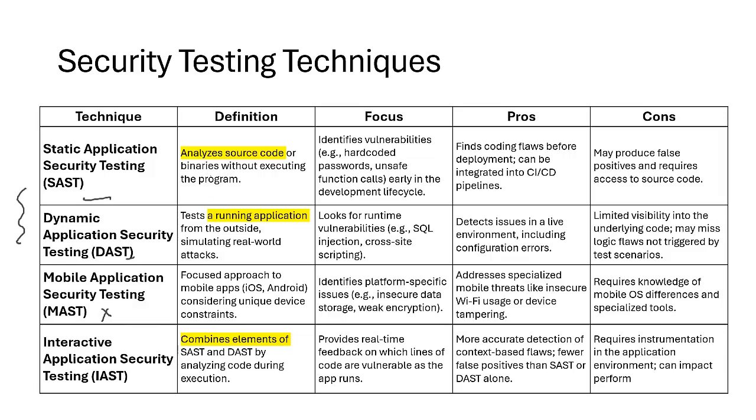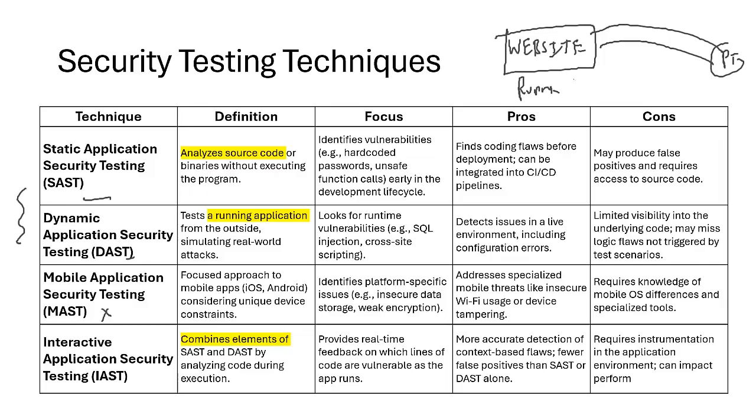And listen carefully. SAST basically means, let's say for example, this is the website, and this website is running in the system. As a pen tester, I'm not going to test anything against the running application. I will just read the source code and identify the bugs in the source code without executing anything on the website. That is called static application security testing.